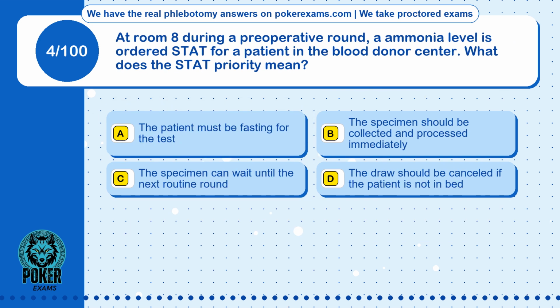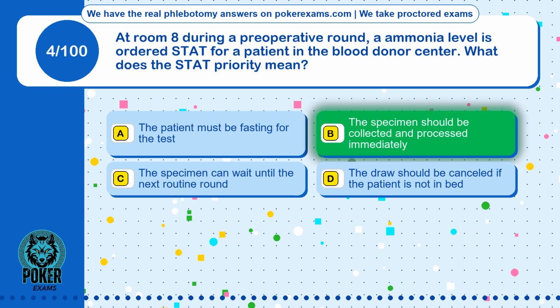Question 4. At room 8 during a preoperative round, an ammonia level is ordered stat for a patient in the blood donor center. What does the stat priority mean? Option A. The patient must be fasting for the test. Option B. The specimen should be collected and processed immediately. Option C. The specimen can wait until the next routine round. Option D. The draw should be cancelled if the patient is not in bed.